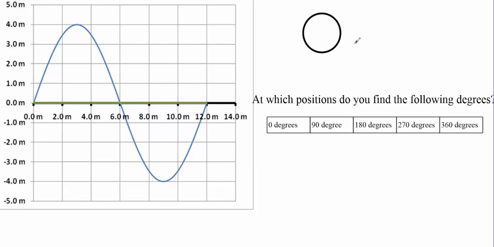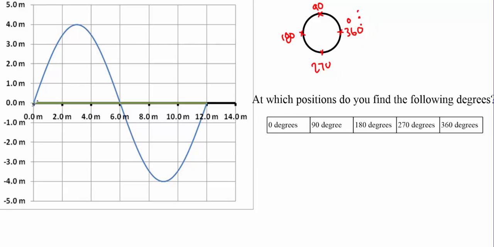So really what I'm asking you down here is, where do we begin? Where are we a quarter of a revolution through? That's 90. Where are we one half a revolution? That's 180 degrees. Where are we three quarters of that revolution? 270 degrees. And then when are we back to where we began? Remember, this is both 0 and 360 degrees.